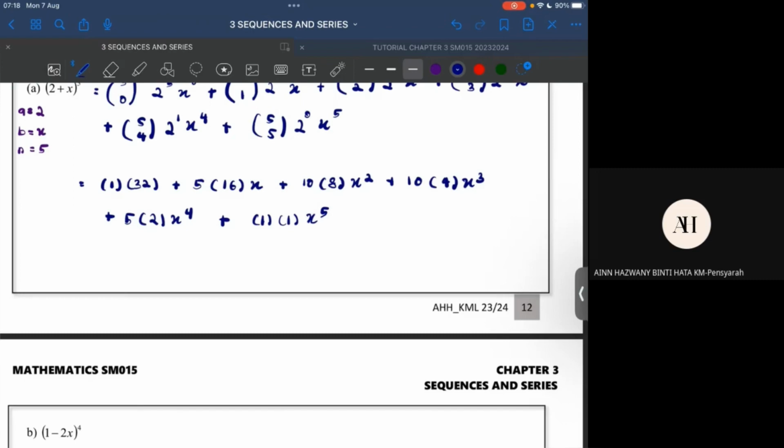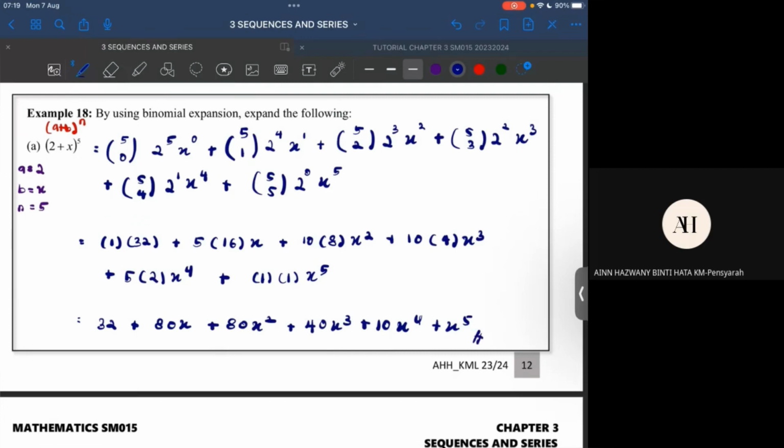Okay, and then we have everything and then we just simplify. 32 plus 80x plus 80x square plus 40x cube plus 10x4 plus x5. And that will be our expansion. Okay, make sure semua orang keluarkan calculator. Kamu jangan tengok saja. Tengok saja memang tak faham. You have to try. Masukkan dalam calculator.